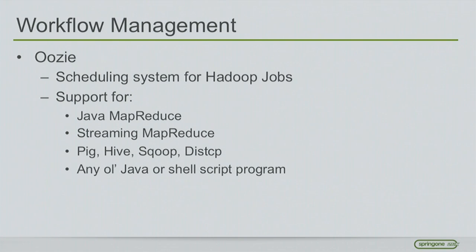examples. For workflow management, there's a project called Oozie, which is designed for Hadoop jobs running Java MapReduce, streaming MapReduce, which I'll talk about in a little bit, Pig, Hive, Sqoop. DistCP is a special type of MapReduce job to basically copy files from one Hadoop cluster to another Hadoop cluster, or just copy them all in parallel. And it'll also run any Java or shell script program. And it's a workflow system. It supports job dependencies, and it'll order everything for you.